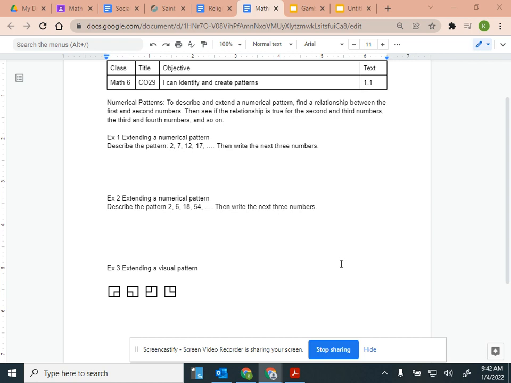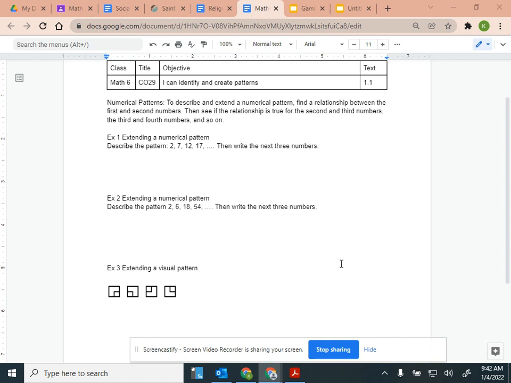Good morning. Today we are moving on to CO29. I can identify and create patterns. So we have numerical patterns. They describe and extend a numerical pattern. Find a relationship between the first and second numbers. Then see if the relationship is true for the second and third numbers, the third and fourth numbers, and so on. These are the things that we're doing in our math packets.